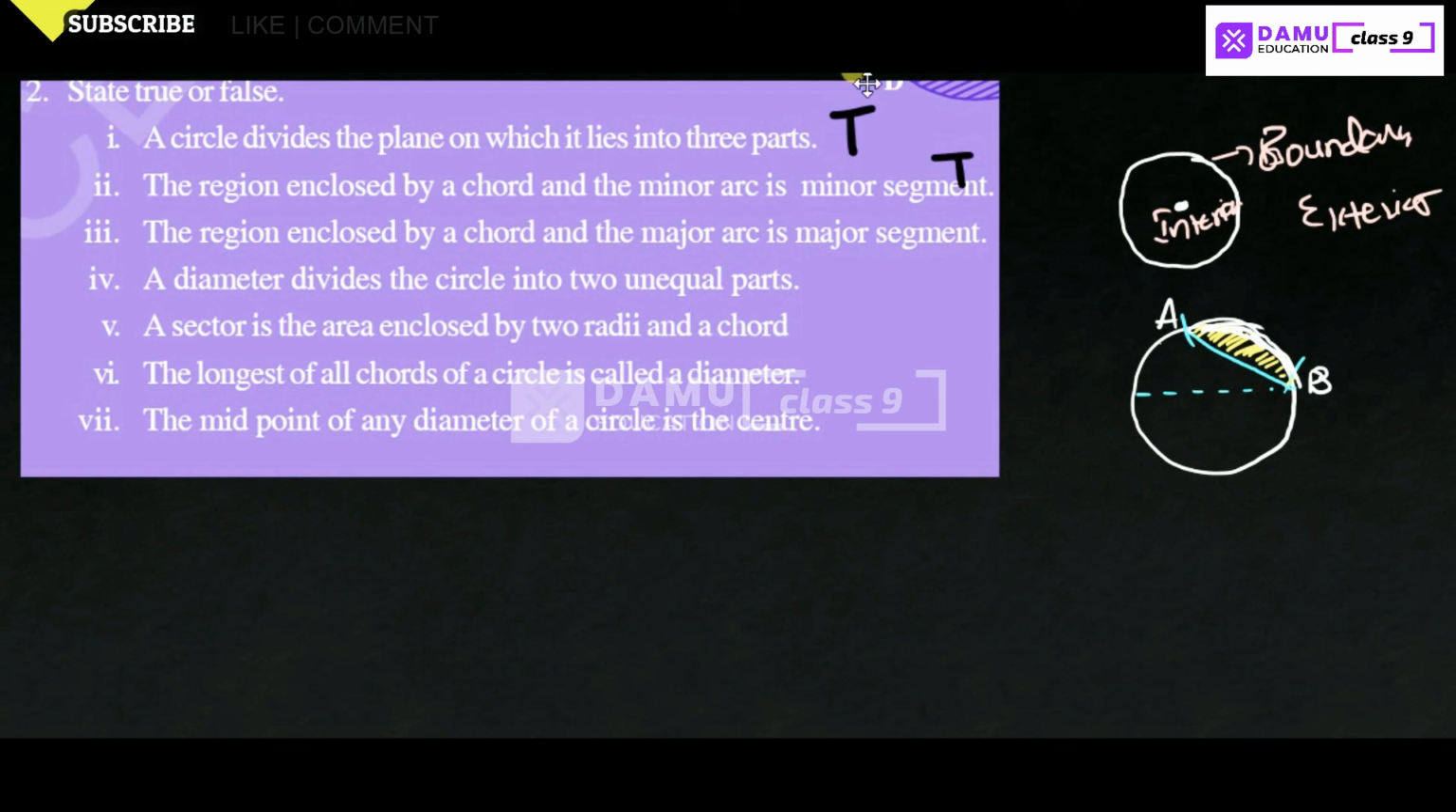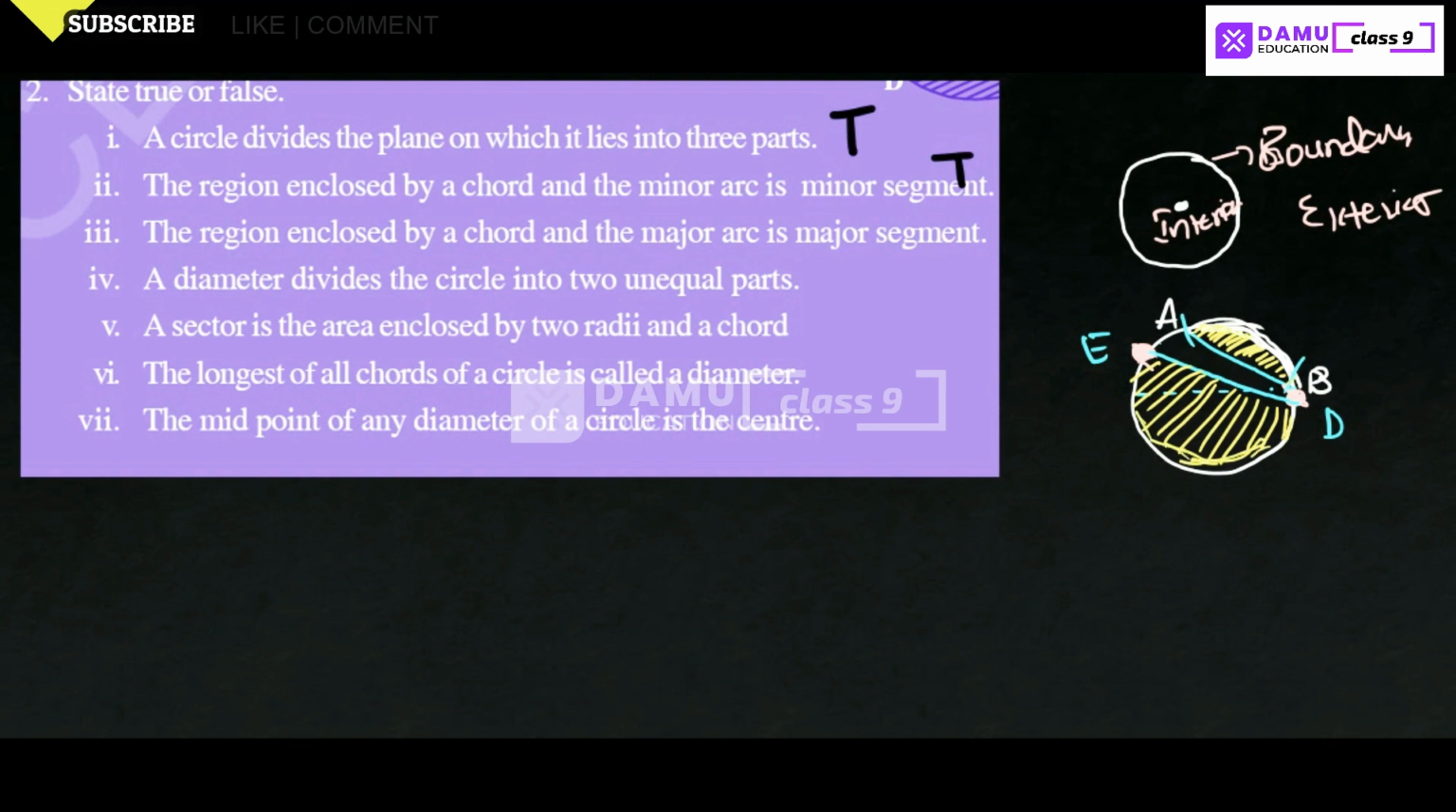Next one, the region enclosed by a chord and a major arc is a major segment. So in this only we will explain. Major arc means it is more than half a circle. So let's take this point and these points, and here it will join with this. So what is this? DE. So let's take DE. This is the enclosed region. So this is the major arc. This is also the major arc.